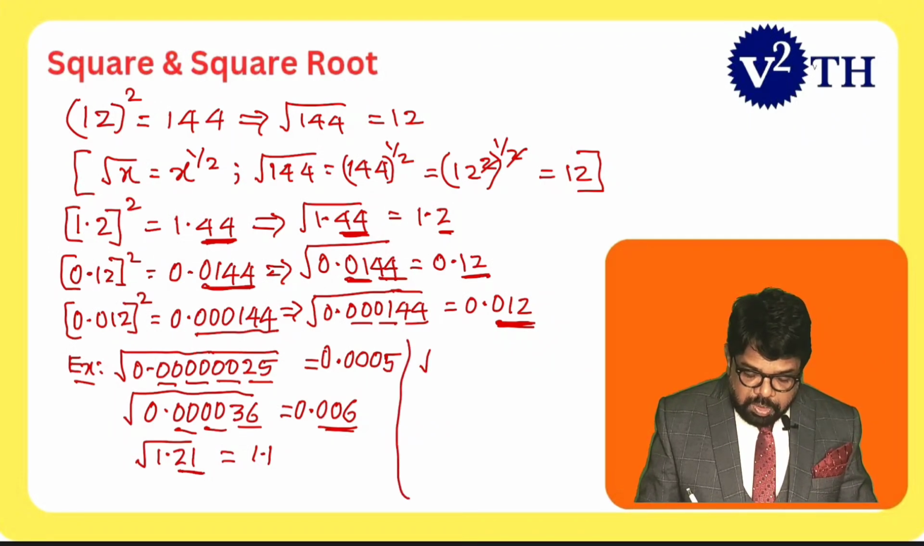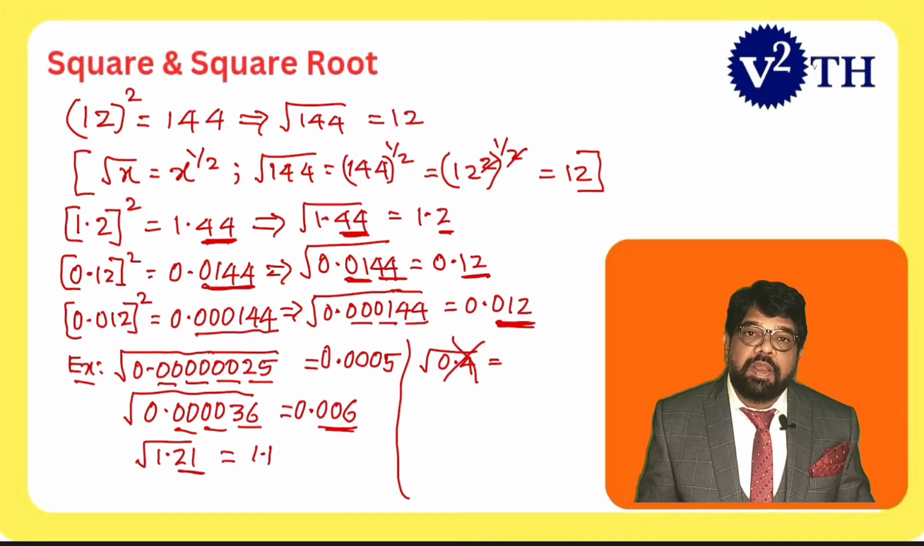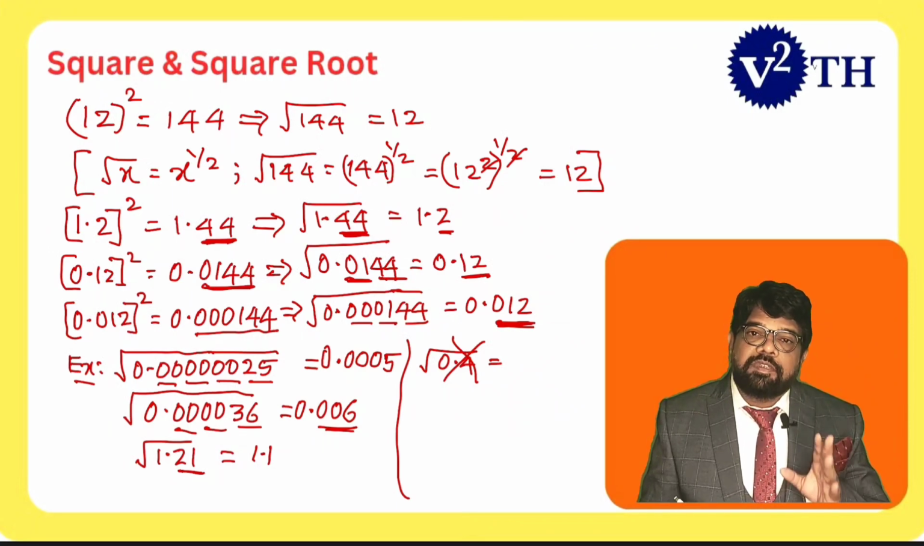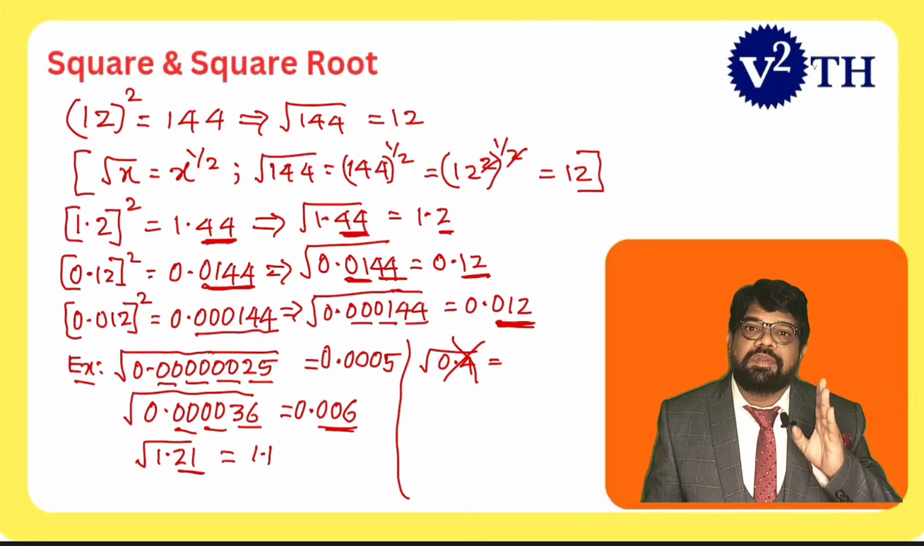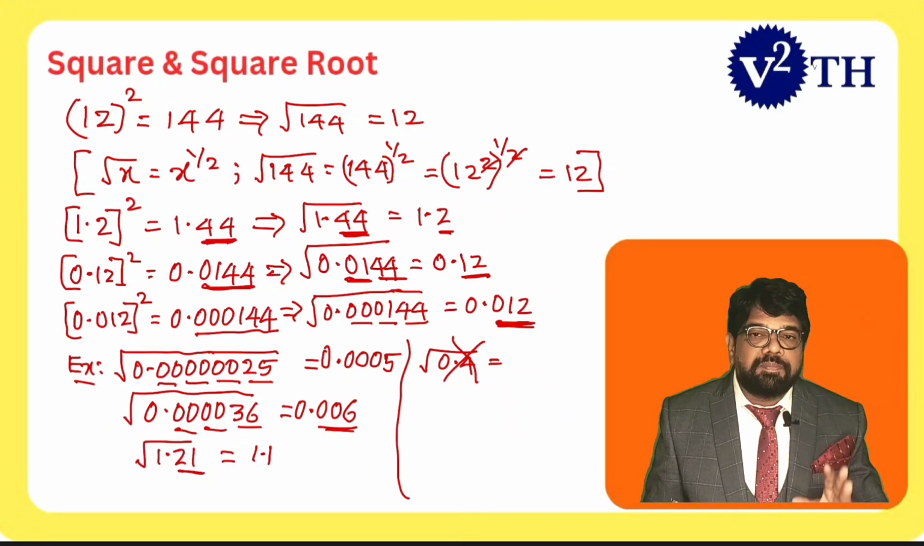Suppose observe one more example. Let it be square root of 0.4. What is its value? So it is not a perfect square. Why is it not a perfect square? After decimal, how many digits are there? Only one digit is there. After decimal, there must be an even number of digits, 2 digits, 4 digits, 6 digits, 8 digits, just like that, then only it is a perfect square. After decimal, if odd number of digits are there, it is not a perfect square. There is no exact value for that.